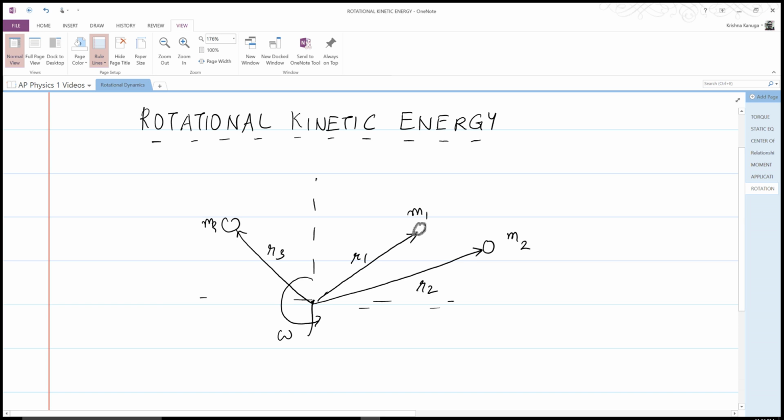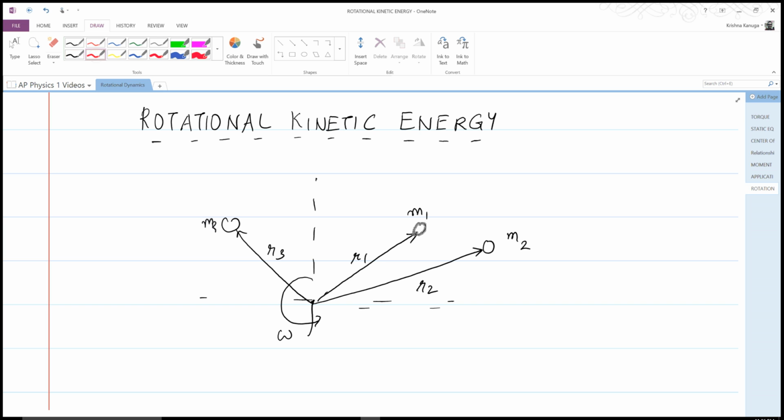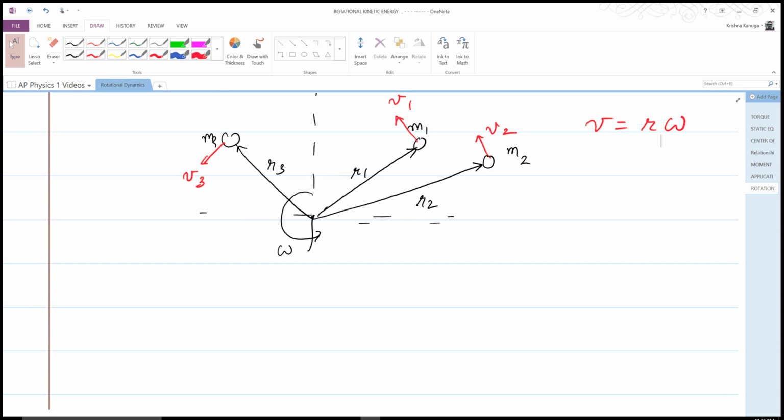Now we know that they all have the same omega, so therefore we can calculate their velocities. This will be v3, this guy will be v1, this guy will be v2, and we know the relationship between the velocity and angular velocity. That relation is v equals r omega. So now that we have all these pieces, we can calculate the kinetic energy.